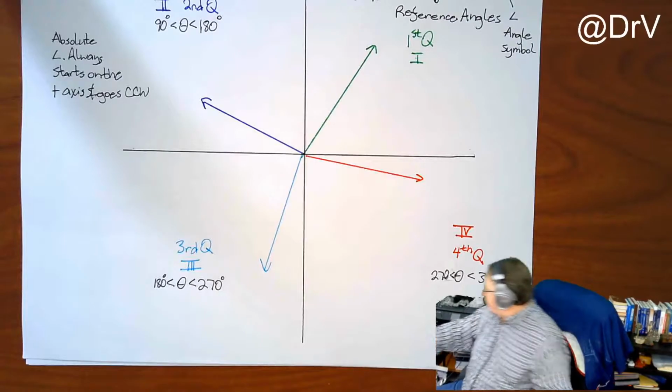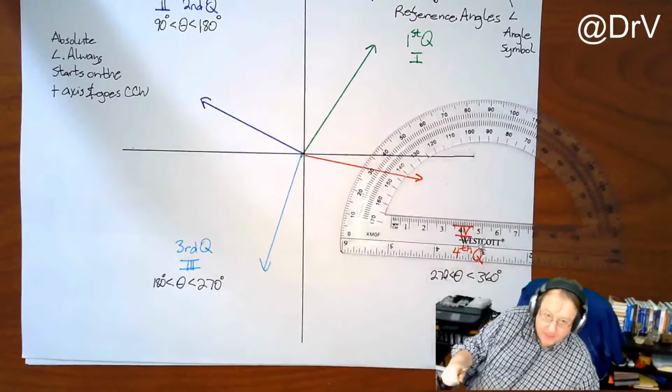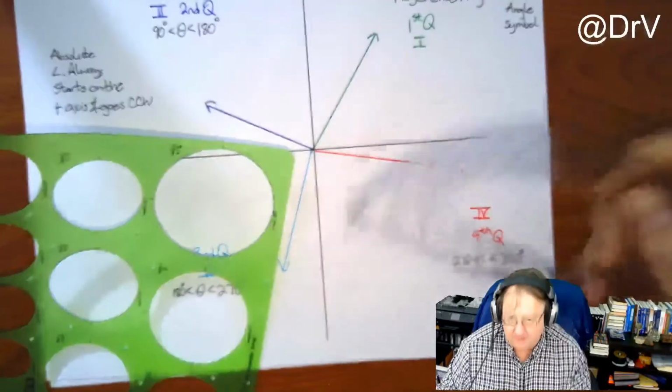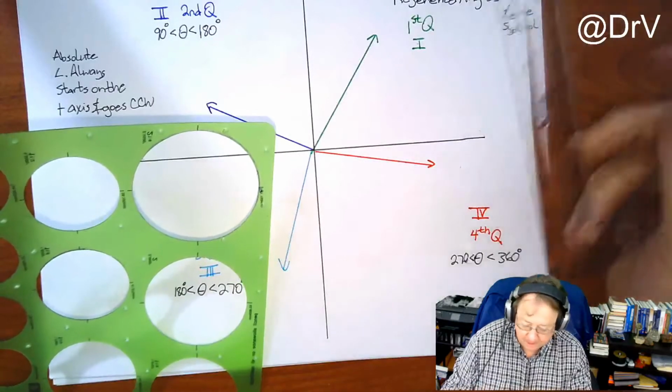I need, be right back. Template, got my protractor. This is the protractor that you can get at Dollar Tree for $1 or at Walmart.